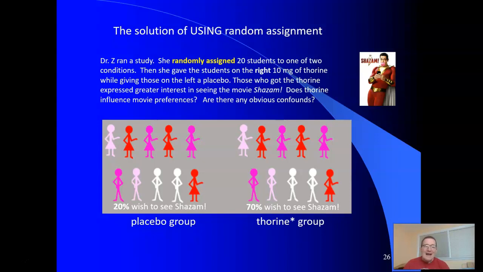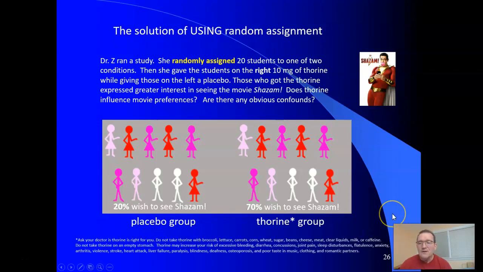Now, it's the point in the commercial I have to say something very important. So listen carefully. I'm wearing my glasses. Yeah, I have to say this. Ask your doctor if thorium is right for you. Do not take thorium with broccoli, lettuce, carrots, corn, wheat, sugar, beans, cheese, meat, clear liquids, milk, or caffeine. Do not take thorium on an empty stomach. Thorium may increase your risk of excessive bleeding, diarrhea, concussions, joint pain, sleep disturbances, flatulence, anxiety, arthritis, violent stroke, heart attack, liver failure, paralysis, blindness, deafness, osteoporosis, and poor taste in music, clothing, and romantic partners. We always have to say that at the end or we get sued by the users of the drug.